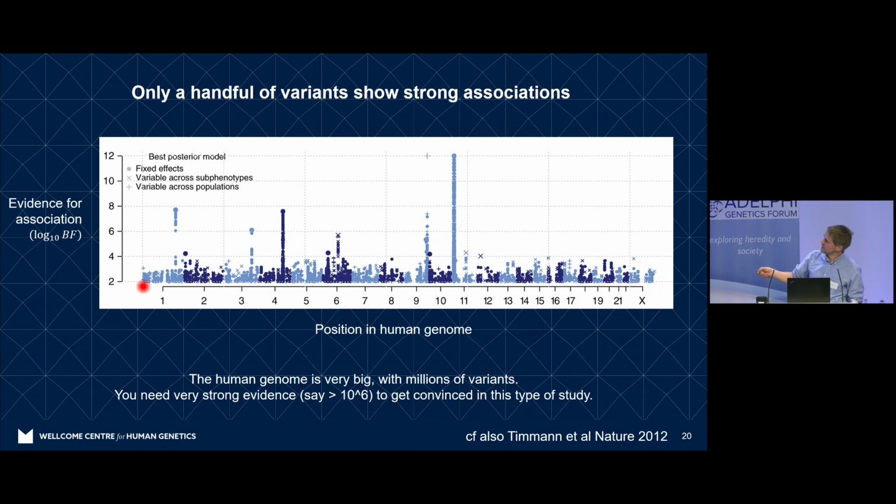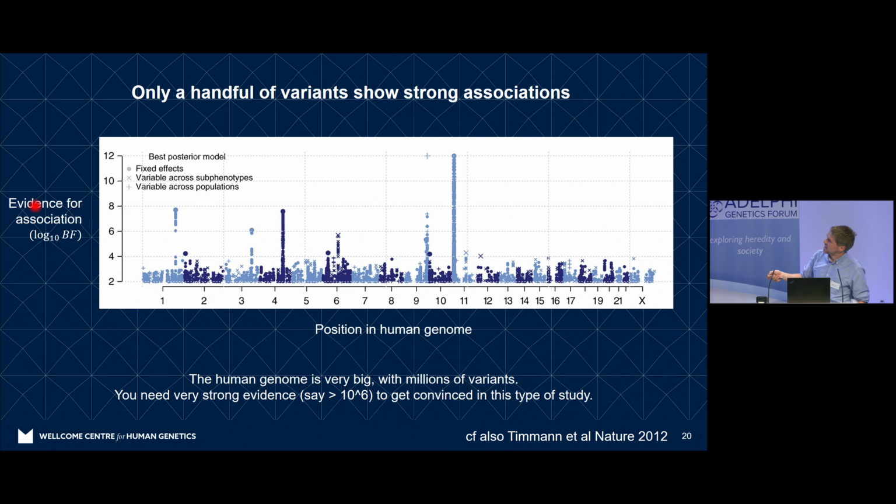This is the type of plot that you'll be familiar with, the so-called Manhattan plot, right? So we've got the human genome stretched out along the x-axis. Each point is a genetic variant, and on the y-axis we've got the evidence for association. A crucial point to realize here is that the genome is very big, and there are lots of genetic variants. You need a lot of evidence to start to become convinced that one of these variants might be truly associated here.